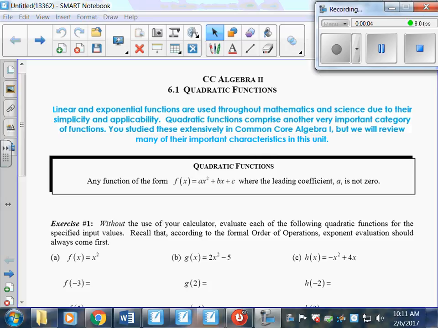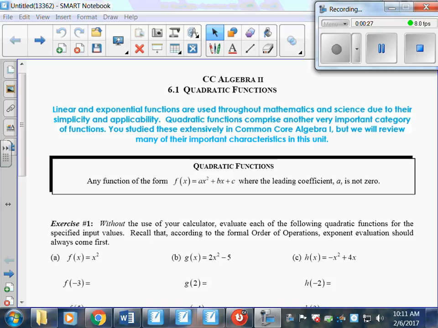It's 6.1 quadratic functions. So Unit 6 basically is going to be dealing with a lot of quadratic functions, and a lot of this, especially at the beginning, is review from Common Core Algebra 1. So the first few lessons should be crazy easy for you, and we should be able to get through the videos rather quickly.